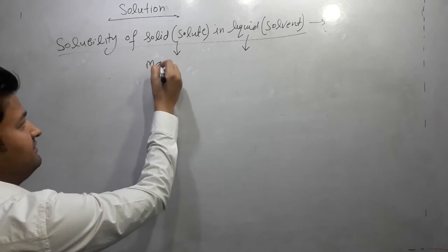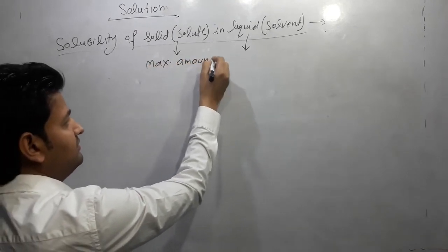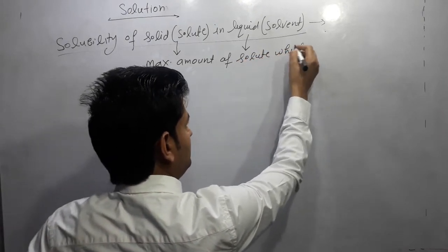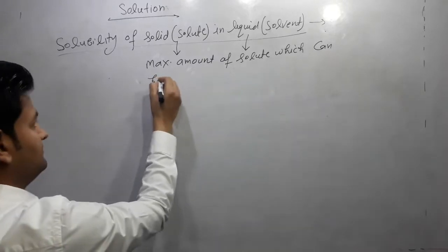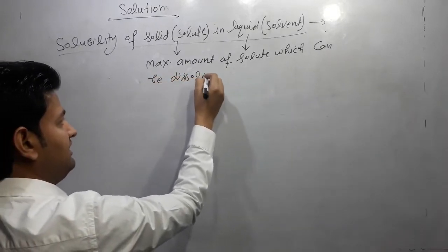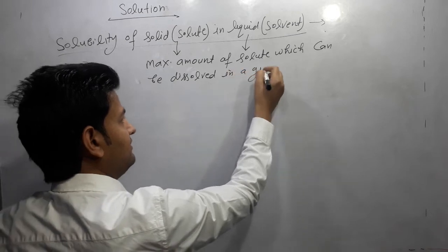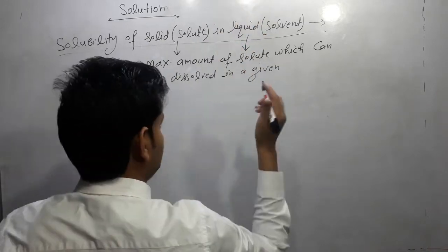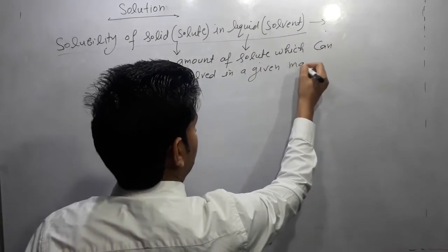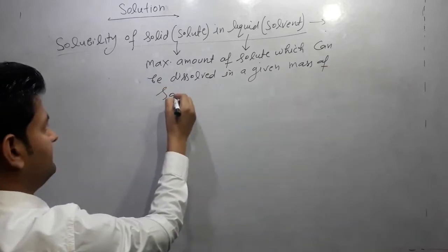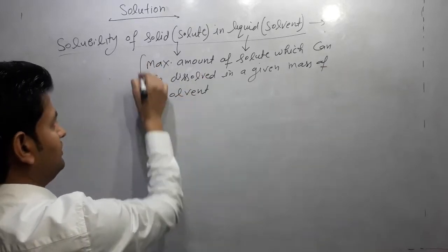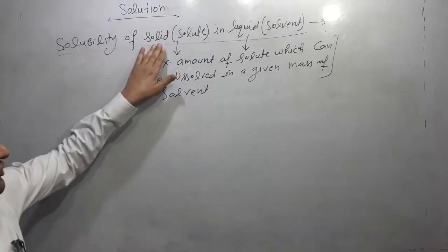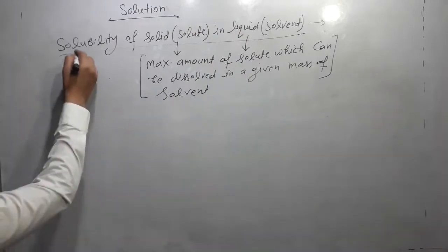The maximum amount of solute which can be dissolved in a given mass of solvent. Maximum amount of the solute which can be dissolved in a given amount of solvent. The solubility of a solid in a liquid depends upon some factors.